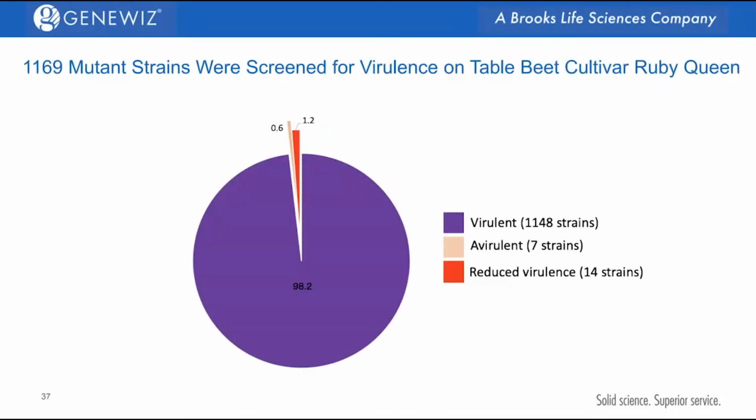So like I said, in my screen I did on Cercospora beticola, I screened about 1169 mutants. Of these 1169 mutants, the majority were virulent, that is 1148 strains, which is typical of a genetic screen, where you don't identify too many strains that are actually avirulent. So out of these 1169 strains, 7 strains were avirulent and 14 strains had reduced virulence.